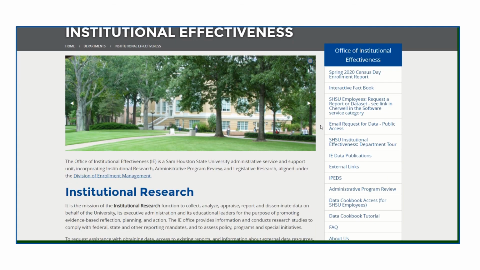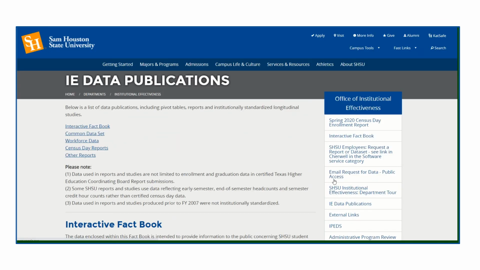Be sure to check out the Institutional Effectiveness webpage for more information on our department. You can click on the IE Data Publications link to see some of the work that's being done by our institutional research team, including the interactive fact book, the common data set, and census day reports. You'll also note that on the menu on the right, this is where we would direct clients who needed to put in a request for data. If they're an SHSU employee, they would click here to request a report or a data set in Sharewell, which is our ticketing software. And if they're a member of the public who doesn't have access to that software, they would click here, and that would help them email a request for data.